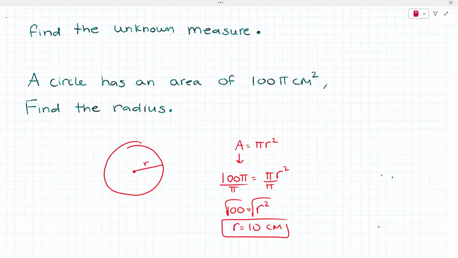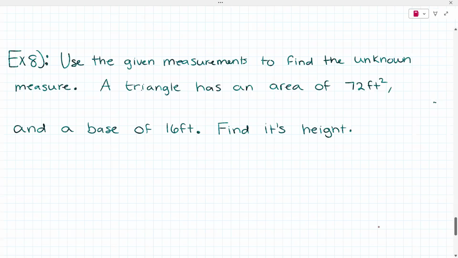Okay, let's move on to example 8. Example 8 says use the given measurements to find the unknown measure. A triangle has an area of 72 feet squared and a base of 16 feet. Find the height. If you want to draw your image, that's fine. A triangle has an area of that and has a base of 16 feet. We have to find this height.